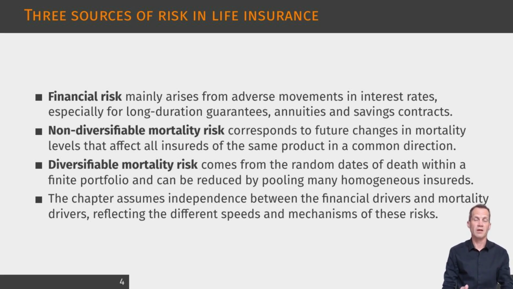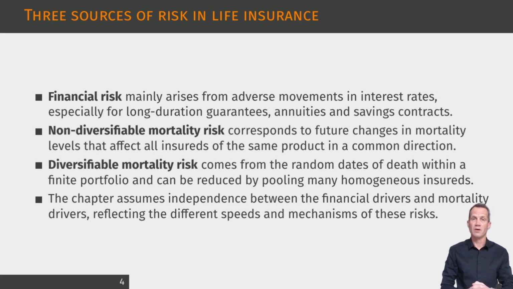This is the risk that future mortality levels evolve differently from expected. If longevity improves faster than anticipated, annuity liabilities become more expensive. This risk affects many contracts in the same direction and cannot be eliminated simply by increasing portfolio size. It may be partly offset by combining products with opposite mortality exposure, such as annuities and death insurance.